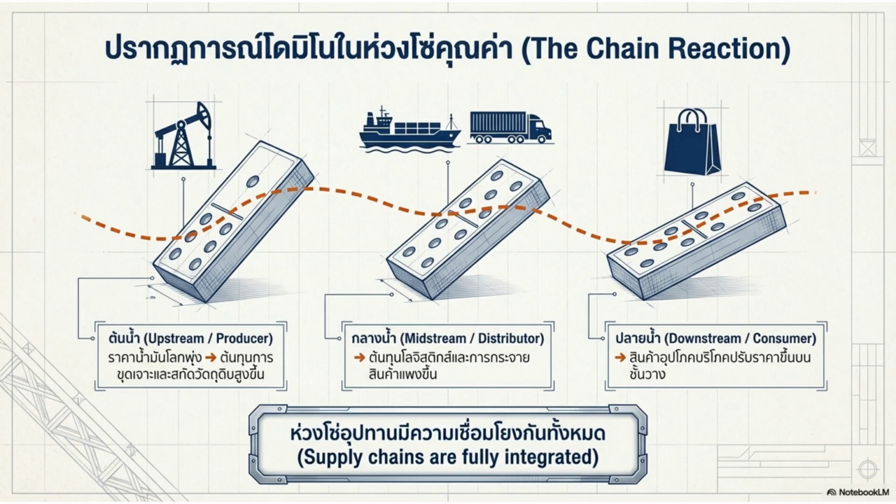The chain reaction illustrates how the supply chain is fully integrated. Rising oil prices increase extraction costs, upstream/producer, leading to higher distribution costs, midstream/distributor, and ultimately higher consumer prices, downstream/consumer.